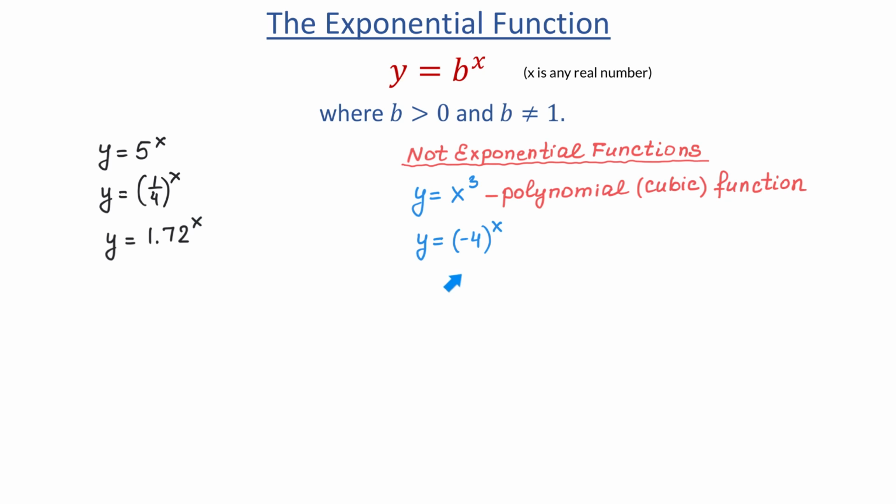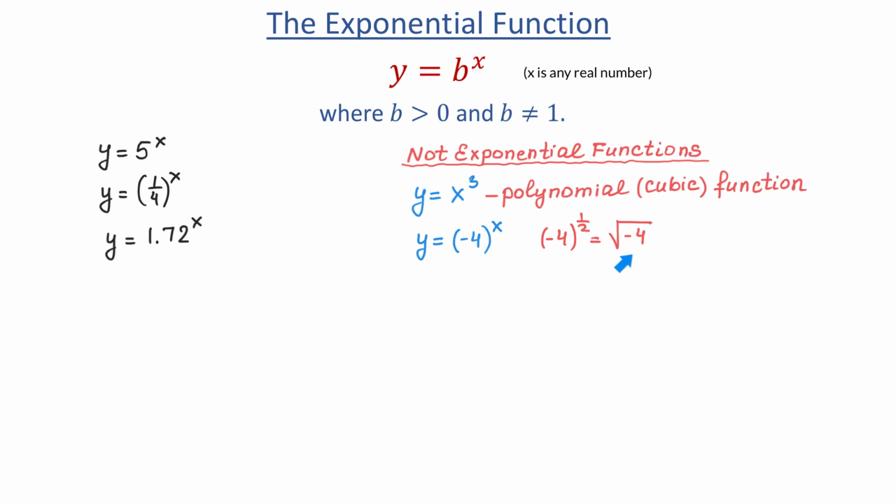Let's see why we are not allowed to have negative bases. In an exponential function, x can be any real number. However, when the base is negative, we cannot use any number we want in place of x. For example, let's see what happens when we replace this x with 1/2. Then we will have -4 to 1/2, which is the same as square root of -4.